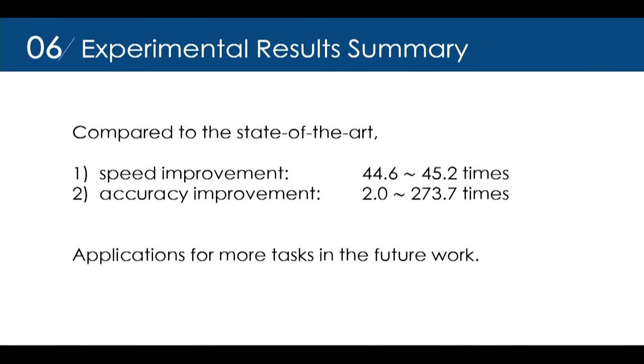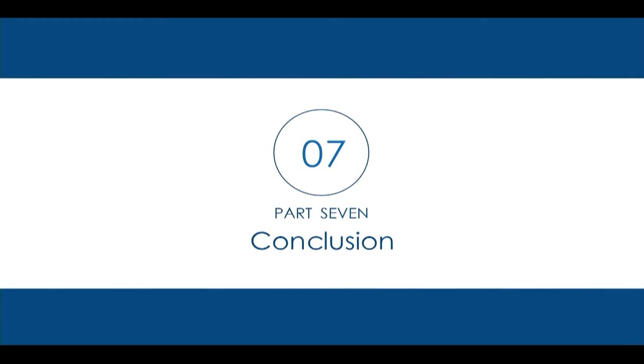This is a result summary. Compared to the state-of-the-art UnivMon, the speed improvement is between 44 and 45 times, and the accuracy improvement is between 2 and 200 times. Finally, we get to the conclusion.